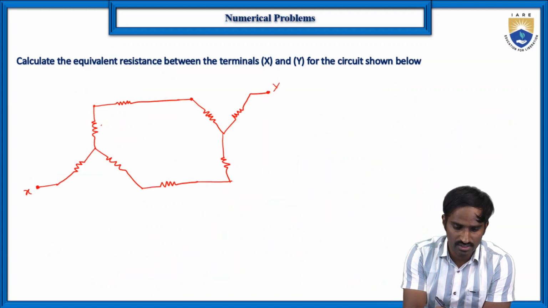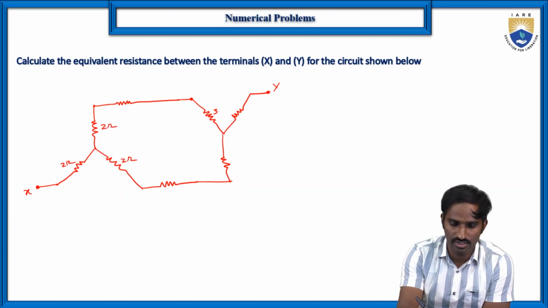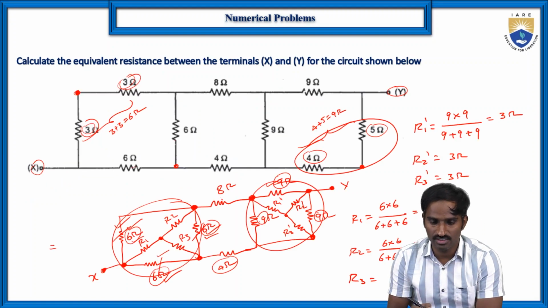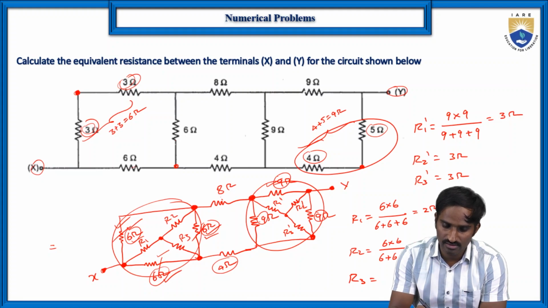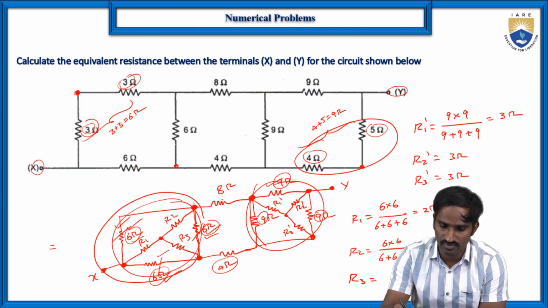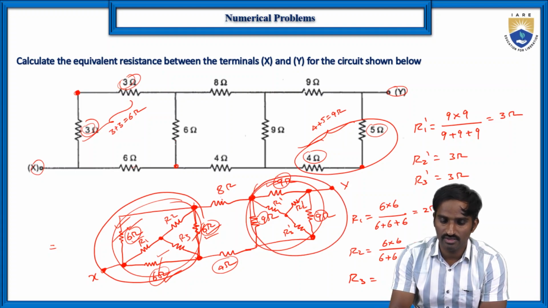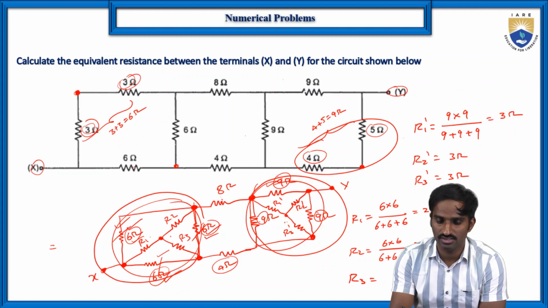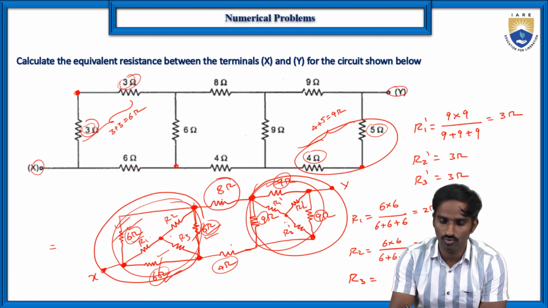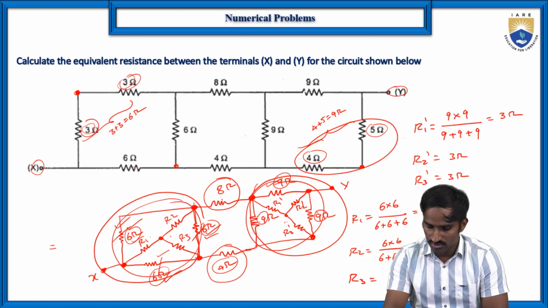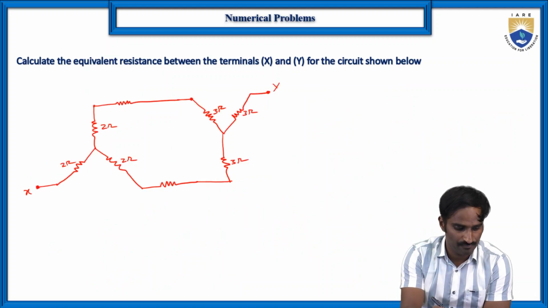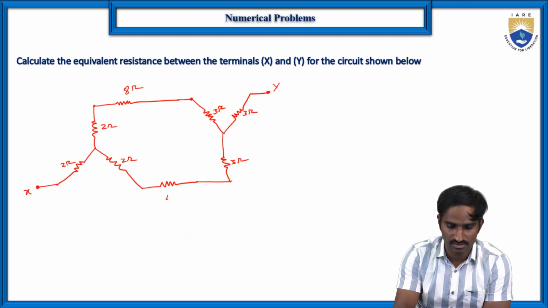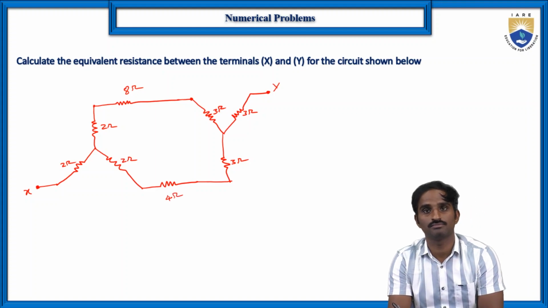Then what are these resistors here? Of course 2 ohms, 2 ohms and 2 ohms, and here we got 3 ohms, 3 ohms and 3 ohms, right? So we are eliminating the deltas and converting these deltas into star in these two cases. What are the two remaining resistances? Only 4 ohms and 8 ohms, right? So that's why here you can see this is 8 ohms and this is the 4 ohms.